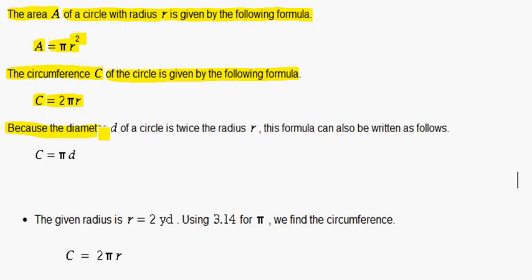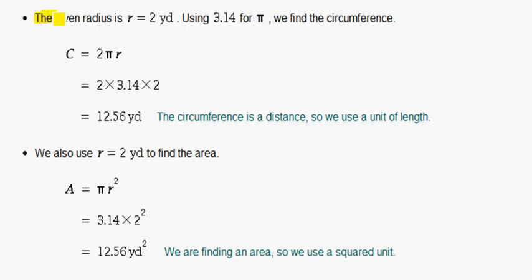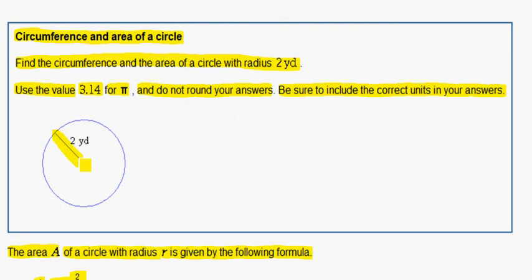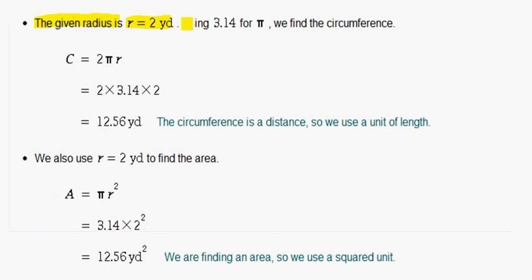Because the diameter, or d, of a circle is twice the radius, or r, this formula can also be written as follows. C, or circumference, is equal to pi times diameter. The given radius is r equals 2 yards, which we see here. This is the radius, and it's 2 yards.